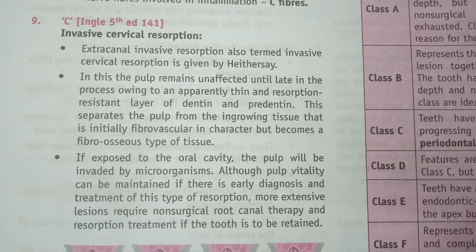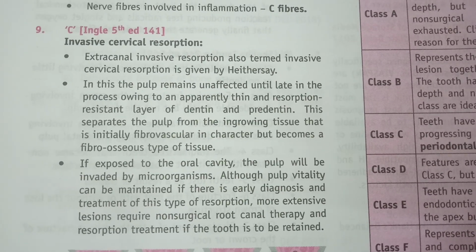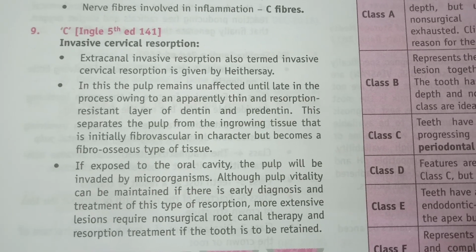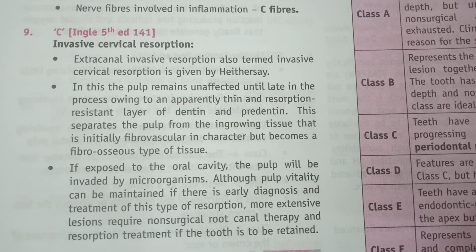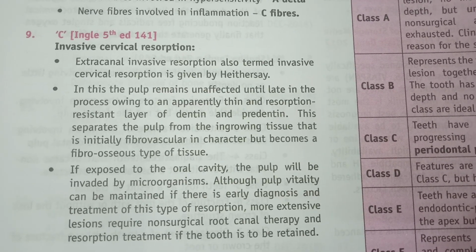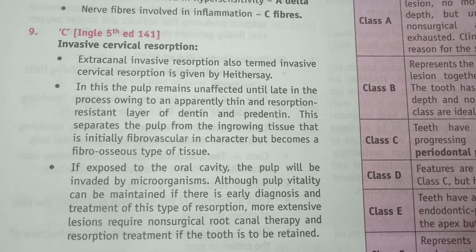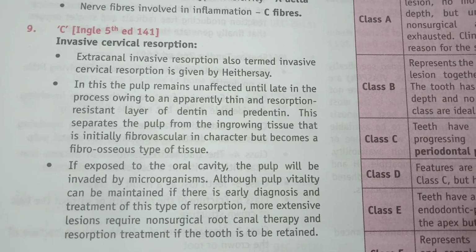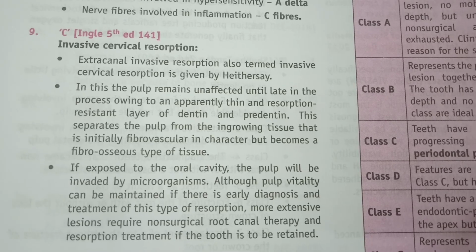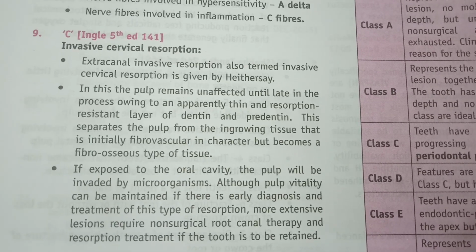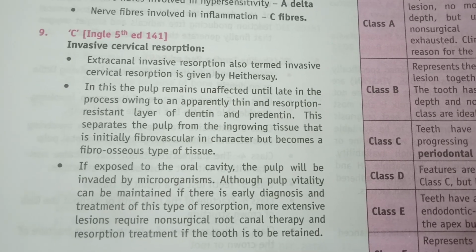Invasive cervical resorption. External invasive resorption, also termed invasive cervical resorption, is given by Heithersay. In this, the pulp remains unaffected until late in the process, owing to an apparently thin and resorption resistant layer of dentin and predentin. This separates the pulp from the ingrowing tissue that is initially fibrovascular in character but becomes a fibroosseous type of tissue.